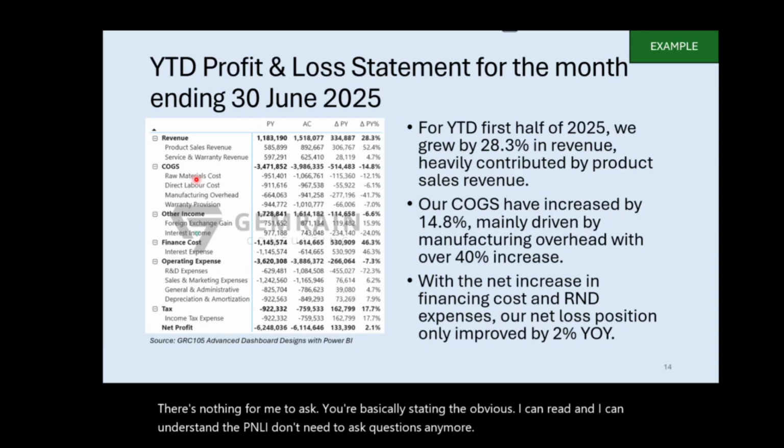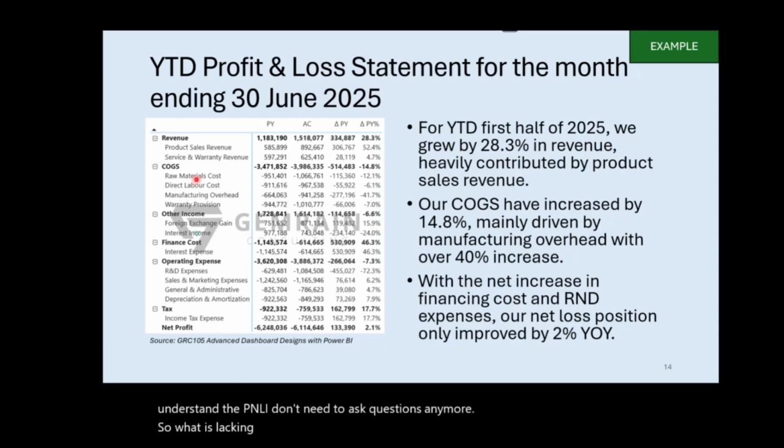So what is lacking in this page is there is no anchor statement at all. The numbers are not truncated, impacting key stakeholders with visual cognitive overload. So here's what I mean, right?